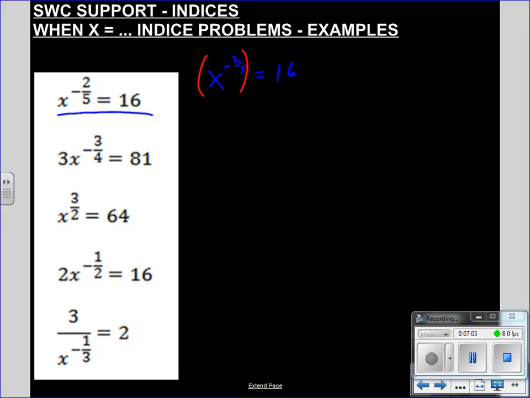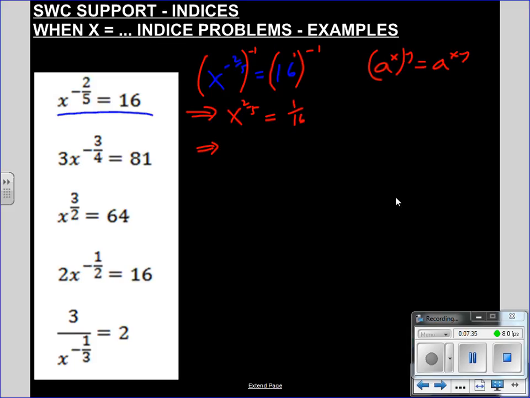If I'm trying to get x by itself, first off I need to get rid of that minus. So if I raise everything to the power of minus 1, that gives me x to the 2 by 5, because remember a to the x, all to the y, is the same as a to the x times y. So minus 1 times minus 2 over 5 is 2 over 5, equals 16 to the 1, isn't it? So 16 to the 1 times minus 1 is 16 to the minus 1, which is 1 over 16.